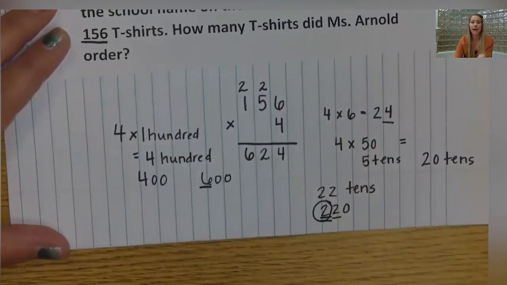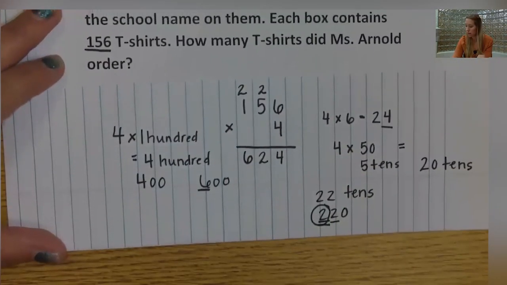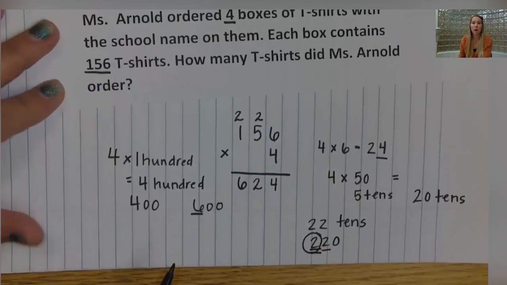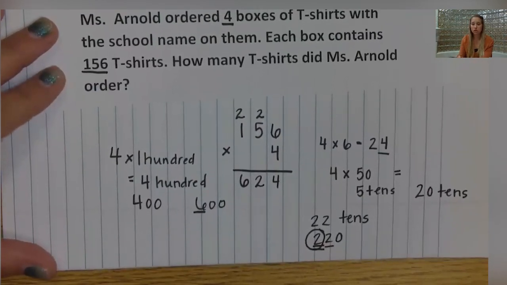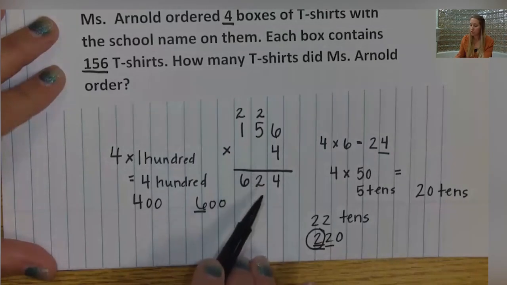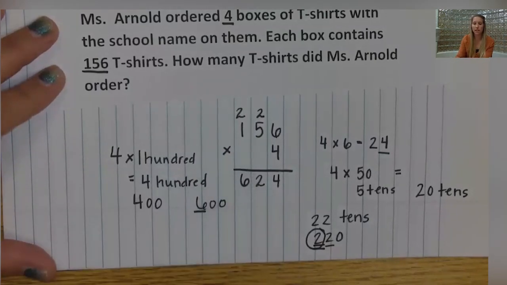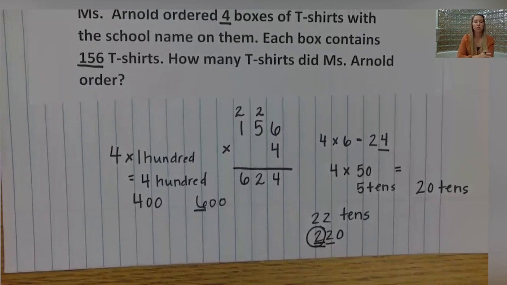So now we can say that Mr. Arnold ordered how many t-shirts? Mr. Arnold ordered 624 t-shirts. That's our product. Let's review. We have multiplied multi-digit numbers by one-digit numbers using place value and the standard algorithm. Using the standard algorithm is another strategy to multiply numbers.